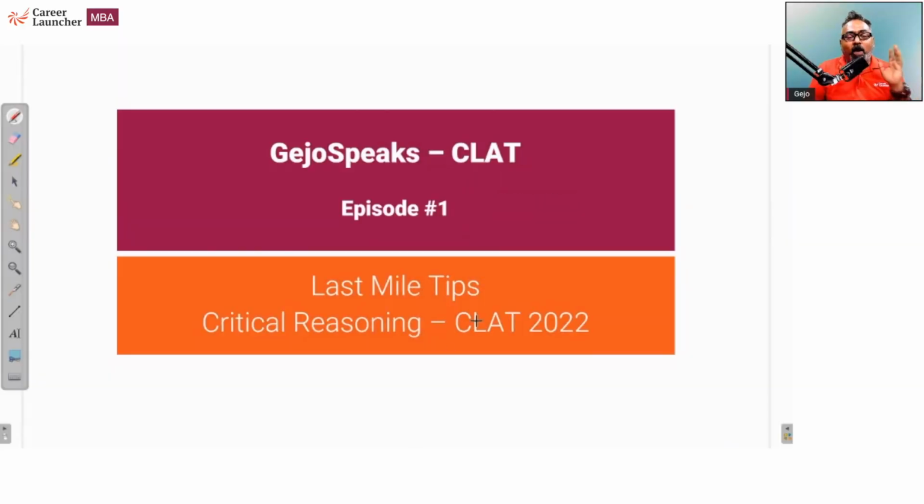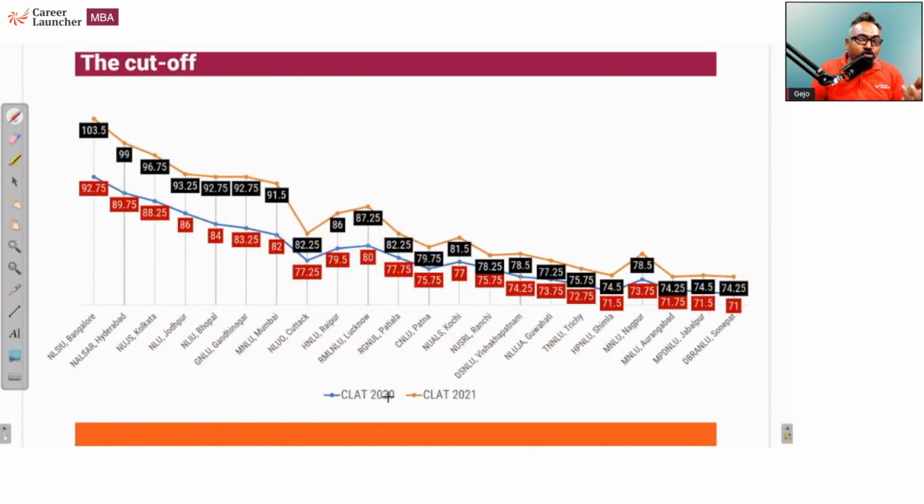So, what I want to talk about is critical reasoning or logical reasoning. But before we get there, let's put some context in place. The first is, of course, we are trying to get into one of the top national law universities in India. Some of you will have a target of just the first, some of you top three, some of you looking at top 10, some of you looking at some national law university, whatever the target is.